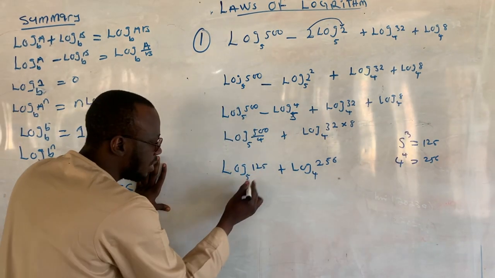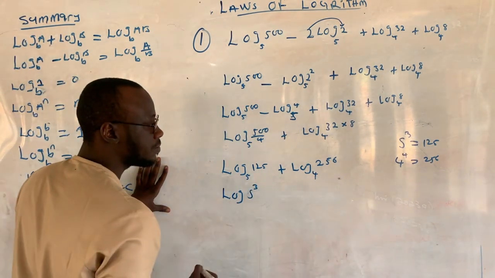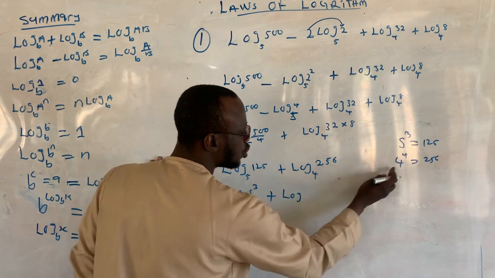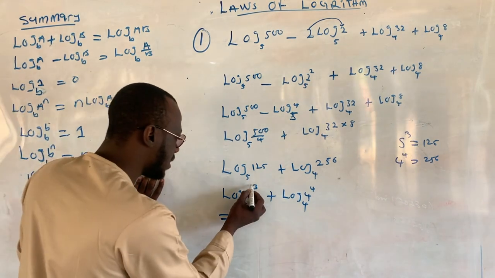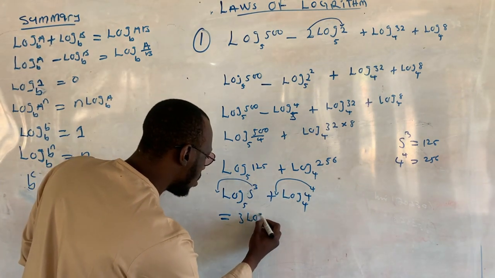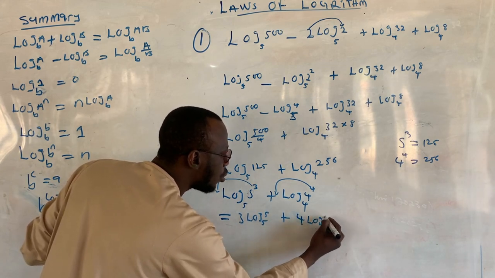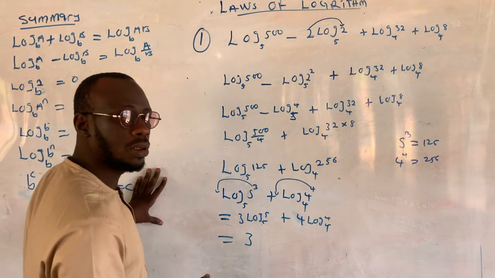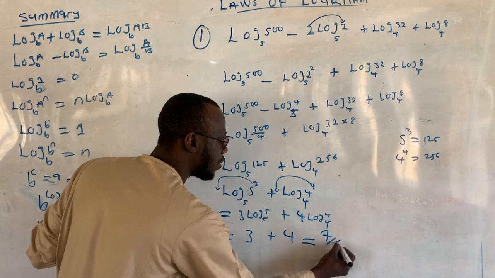Now, you can say that here we have log 5 to the power of 3 base 5, plus in the next case, 256 is equal to 4 to the power of 4, base 4, which is equivalent to, in this case, this 3 will come to this place, and this 4 will still come to this place. We have 3 log 5 base 5 plus 4 log 4 base 4. Now it's equivalent to 3 times 1, which is 3, plus 4 times 1, which is 4, giving us 7 as our answer.